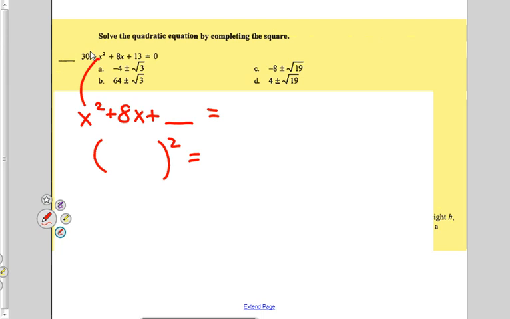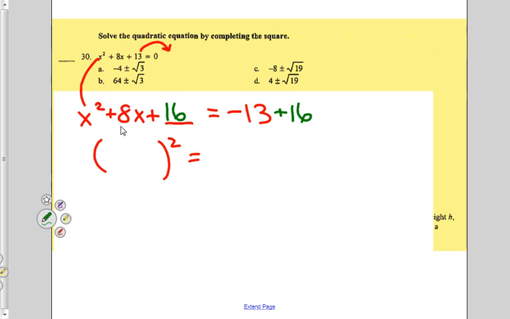Is 13 the number that works here? Well, if you don't know what works there, we're looking for a number that's half of 8 squared. What's half of 8 squared? So 13 isn't it. So you move 13 to the other side by subtracting it. We wish this was a 16. So we add a 16 here and keep the equation balanced by adding a 16 there.